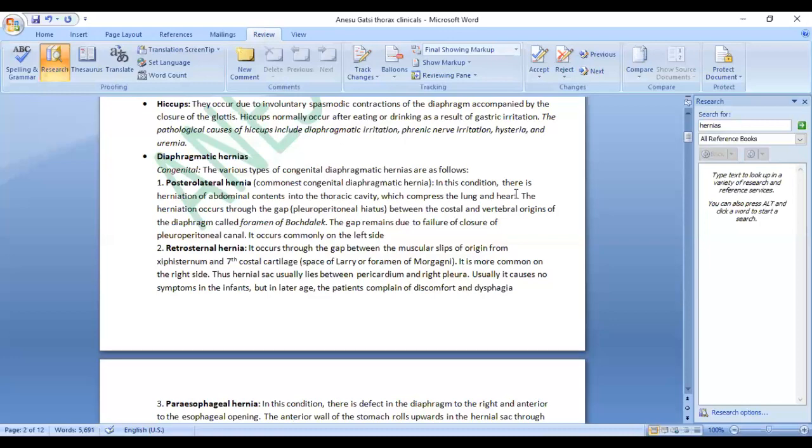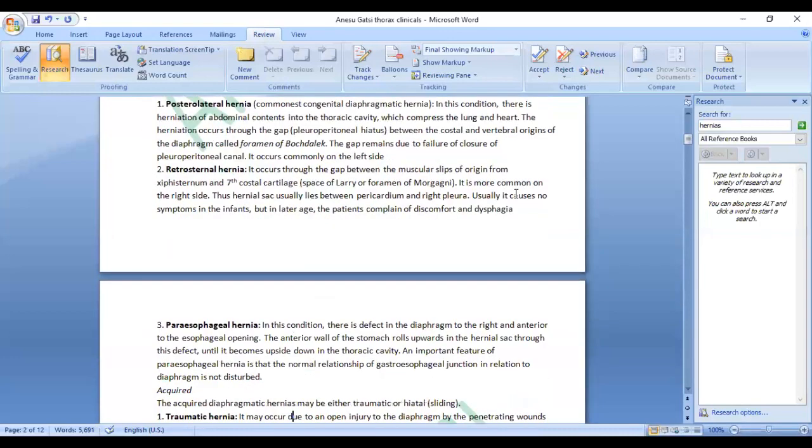Then you have what you call the retrosternal hernia, which is herniation through what is known as the space of Larrey, or the foramen of Morgagni, that is the tendinous gap between the muscular sleeves of your diaphragm, between the xiphisternal origin and the seventh costal cartilage. If you have this retrosternal hernia, you're more likely to have dysphagia, as it may compress the descending esophagus.